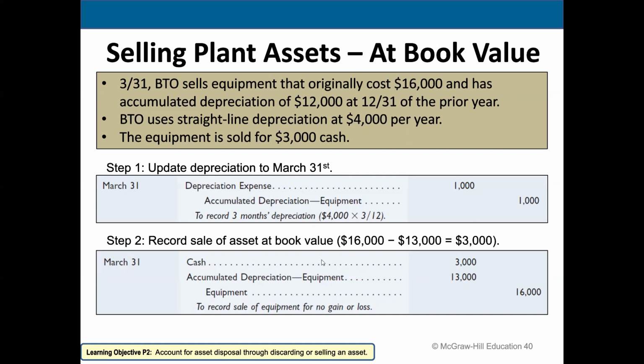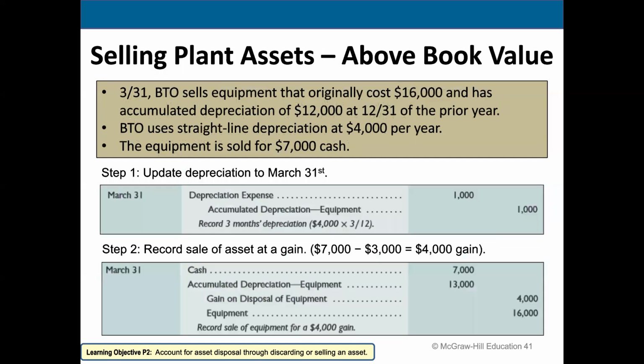Then again, the way I do this is I know how much cash I'm getting, so I debit cash, because cash is going up, $3,000. I know there's a $13,000 credit balance in my accumulated depreciation account, so I debit the account 13,000 to take it down to zero. And I know that there's a $16,000 debit balance on my equipment account, so I will credit that account 16,000 to take that down to zero. And since they all balance, there's no gain or no loss. We had 3,000 in cash, 13,000 in accumulated depreciation on the debit side, and 16,000 on the equipment on the credit side, and that successfully removes the asset from our books.